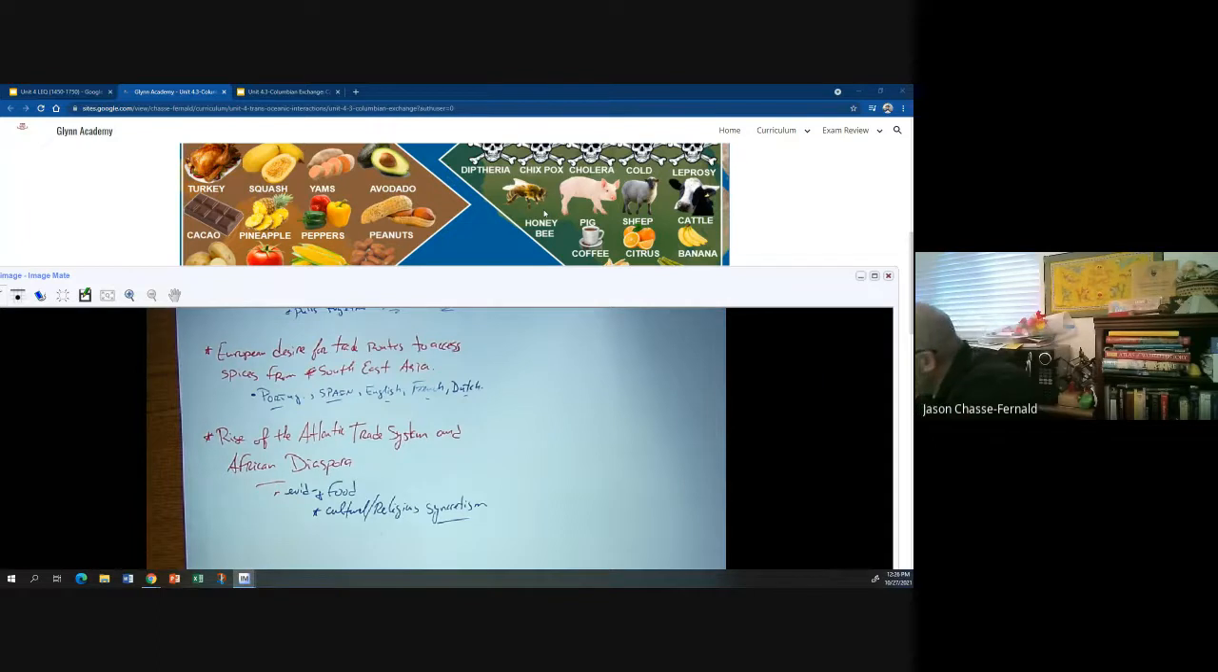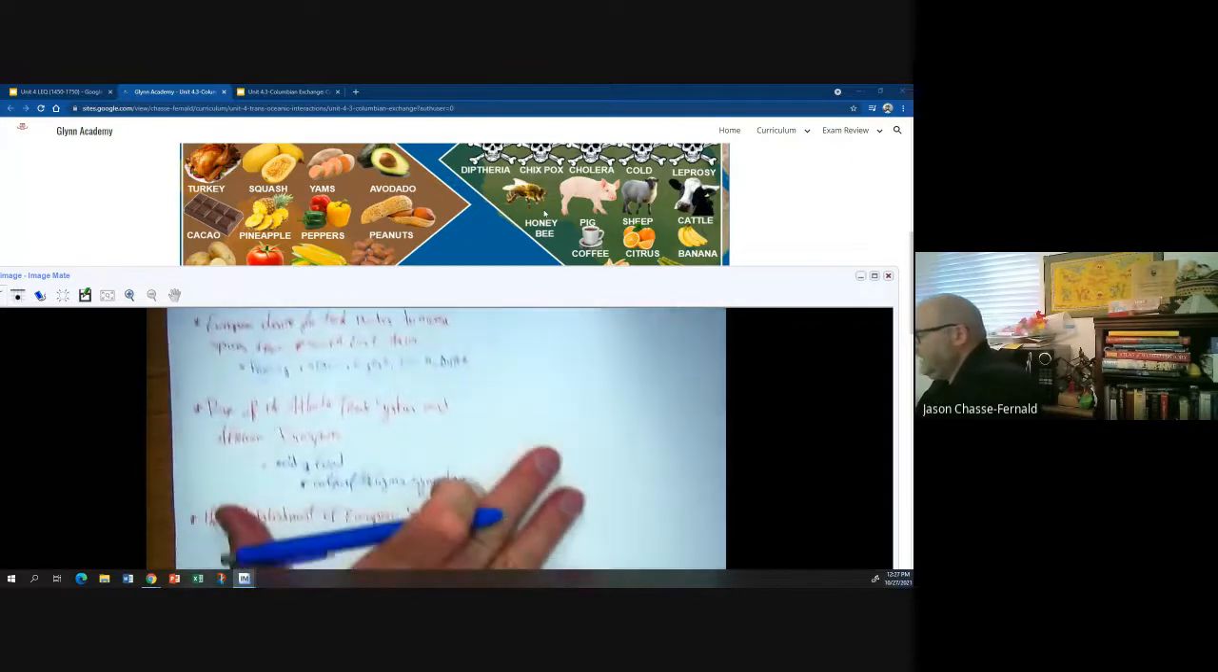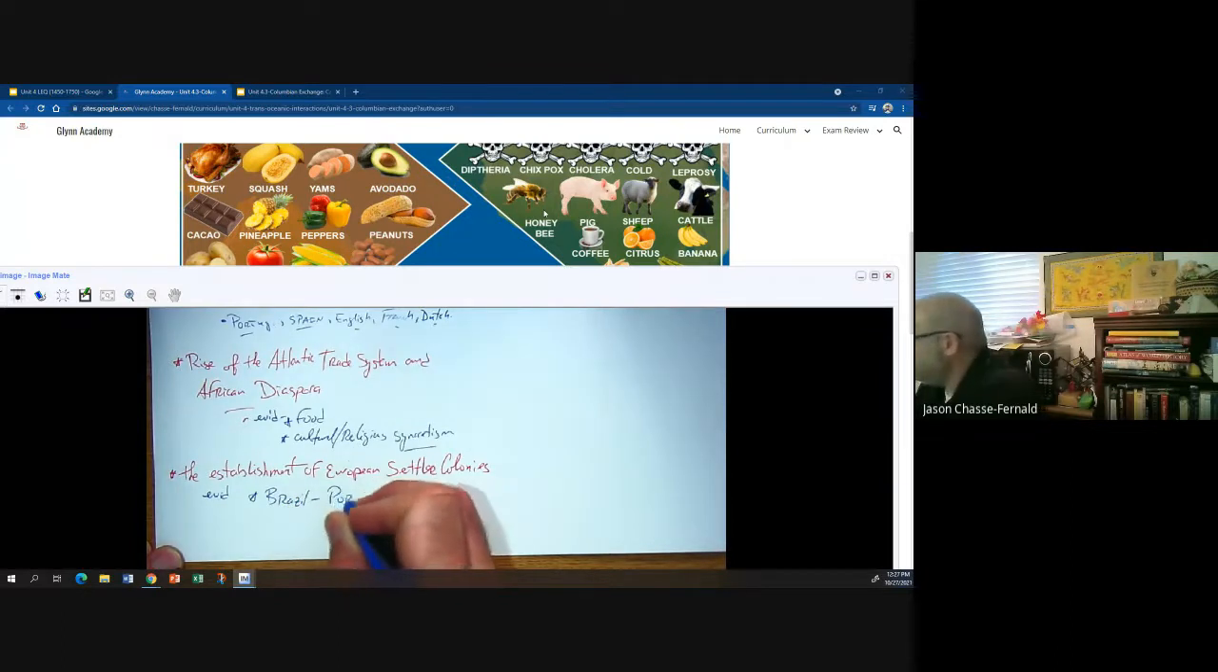All right, and then lastly, if you want to talk about the causes of the Columbian exchange, the establishment of European settler colonies. All right, some examples of evidence here. You could say Brazil. Brazil being Portuguese.